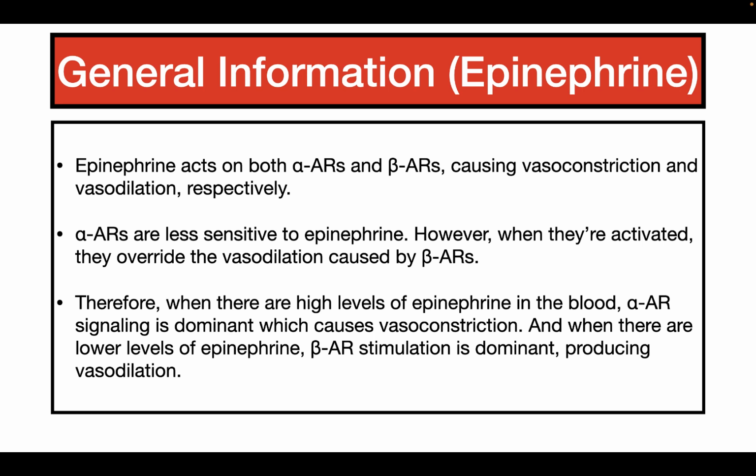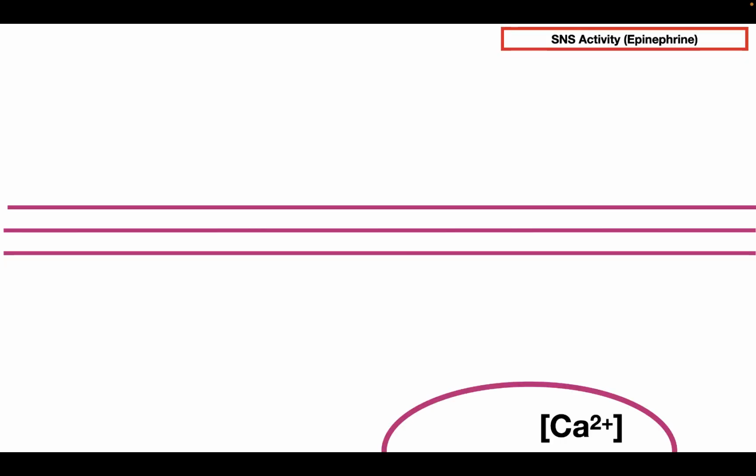It's important to realize that each of these receptors has a different sensitivity toward epinephrine. The alpha adrenergic receptors are less sensitive to epinephrine than beta adrenergic receptors are. But when the alpha adrenergic receptors are activated, they are going to override the effects of the beta adrenergic receptors. So as a result, when there are high levels of epinephrine in the blood, alpha adrenergic signaling is dominant, which causes overall vasoconstriction. And when there are lower levels of epinephrine, beta adrenergic receptor stimulation is dominant, producing vasodilation. So let's take a look and see how these things occur.